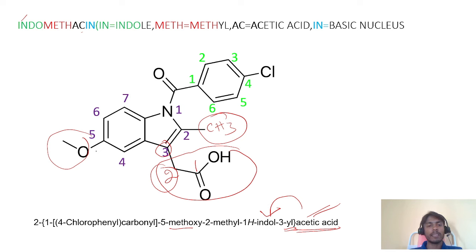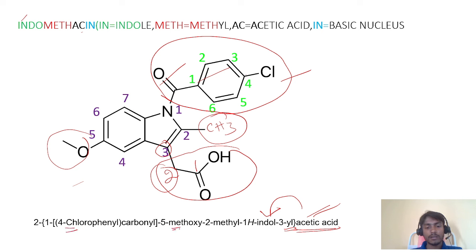At one position, what is there? 4-chlorophenyl carbonyl group is there. And 5-methoxy, 2-methyl group. So here 3 substituents are there. How we need to write the substituents? As per the alphabetical order. This substituent will start with letter C, another substituent is methoxy group, another substituent is methyl group. So the letter C will come first as per the alphabet, then methoxy, next one is methyl group. Like that is the IUPAC name, numbering of indomethacin.